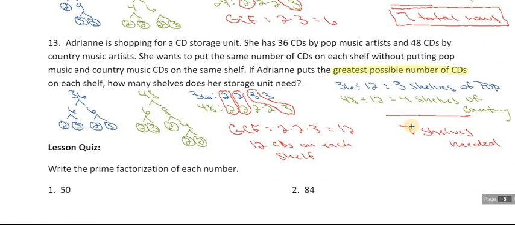Okay, so again, make sure you answer the question that is being asked. Now, should she probably buy a storage unit with more than 7 shelves? Yeah, because she's probably going to get some more CDs. Those CDs are non-existent anymore, but you never know.